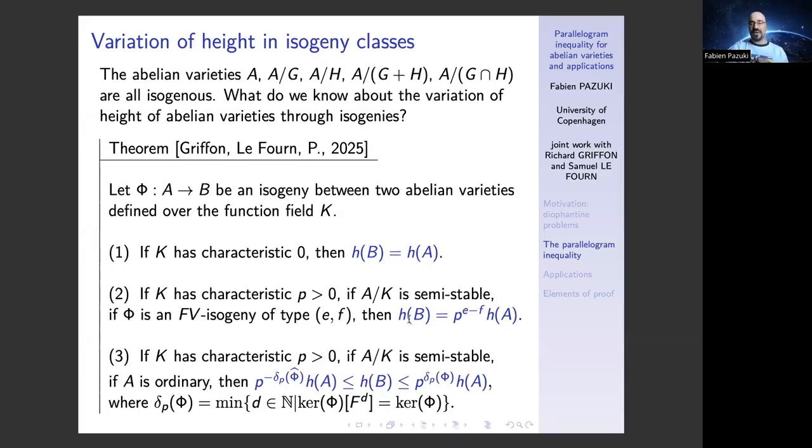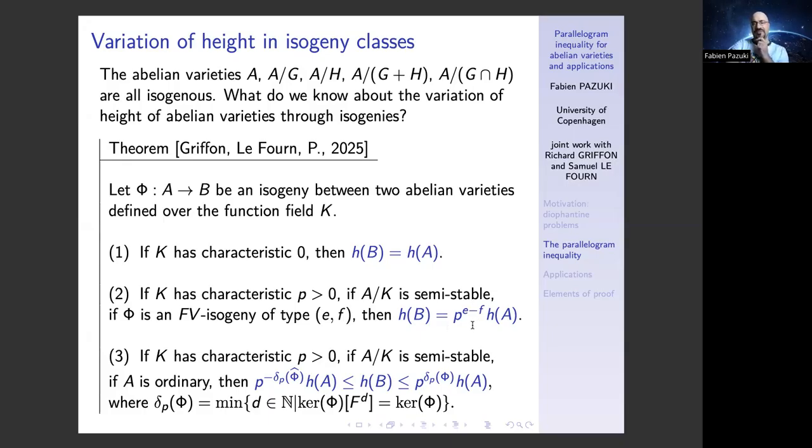Okay. So now we can compute the height of the target, and the height of the target is basically the height of the source times p to the e minus f. The fact that it's a multiplication is interesting. It's nice because often when you compare sizes of isogenous abelian varieties, at least in the number field case, you have additive errors. But this time you have a change that is multiplicative.